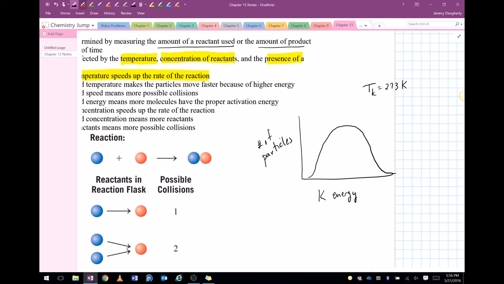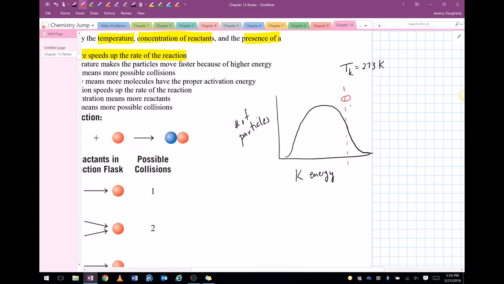But this line right here represents the activation energy. So this is the minimum amount of kinetic energy needed in order for this reaction to occur. So we can see at this temperature only the particles that are bounded in that red area will have enough energy for the reaction to occur.